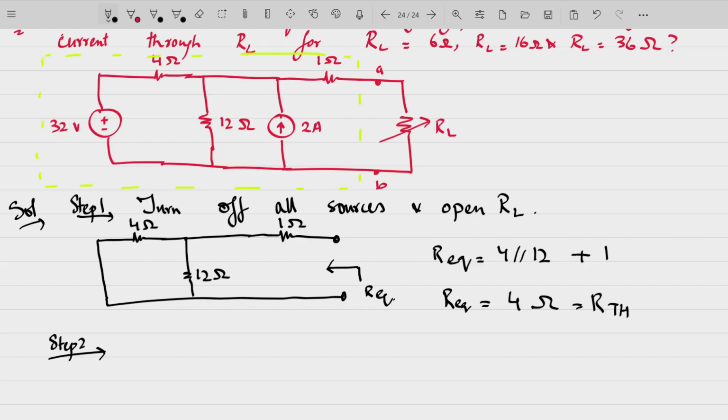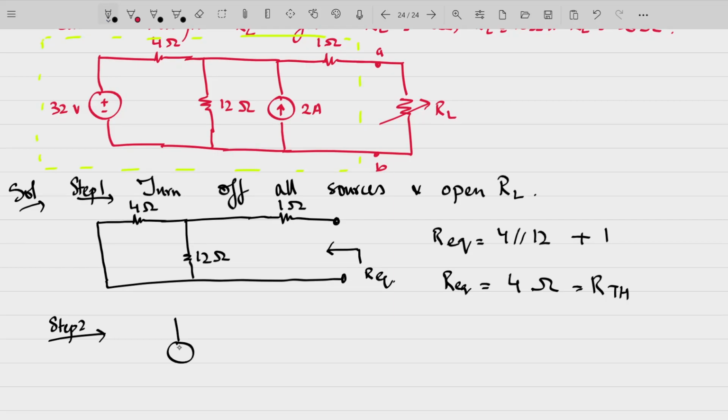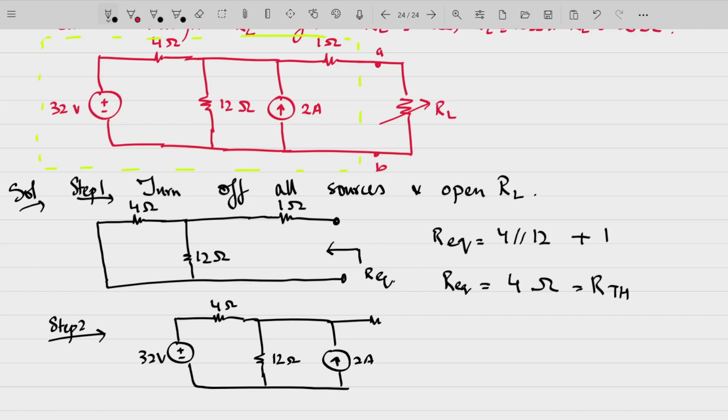So this is step number 1. Now step number 2. 32 volts DC, 4 ohms intact, 12 ohms, 2 ampere current source here, 1 ohm resistor, and this end is open circuit. We need to find out VOC, that is the voltage across this open circuited end. So now you can actually apply mesh analysis and find out this open circuited voltage.